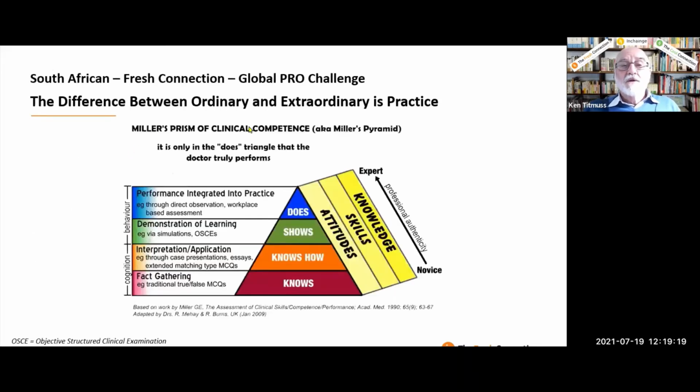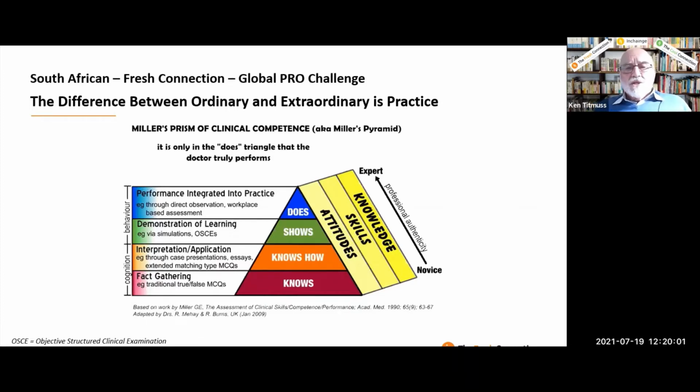And this is the medical competencies Miller's pyramid. By knowing or knows how, we're answering multiple choice questions down here, which don't necessarily give us the skills we need. It's only when we start showing or demonstrating our learning, or performance integrated into praxis, actually going out there and doing it. So I think the Fresh Connection is sitting in the show area here, demonstrating by learning, and then we can take that back into our business and start applying it.